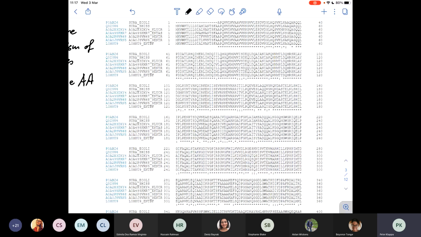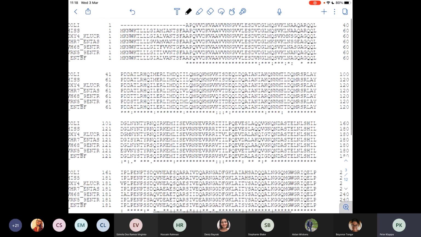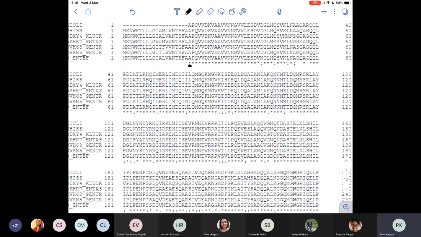Now, what we can do is align the sequences of similar proteins from other species and do a nice alignment. So what you see here, wherever you see a star like this one here, we have a perfect match in the amino acid sequence.